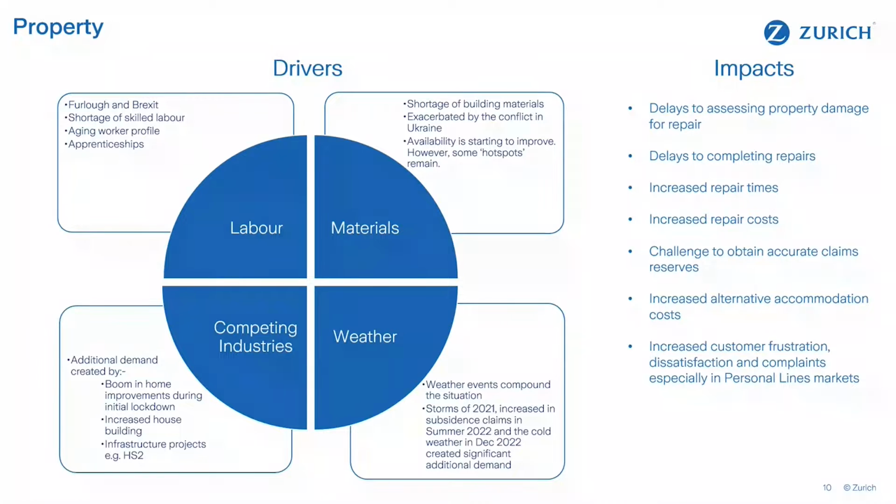During the COVID lockdowns, a boom in home improvement markets was created, which exacerbated the supply and demand imbalance in this particular industry, and also things like the home building industry and capital infrastructure projects such as HS2 and the Hinkley nuclear power plant also attracted more of the limited capacity in the construction sector.